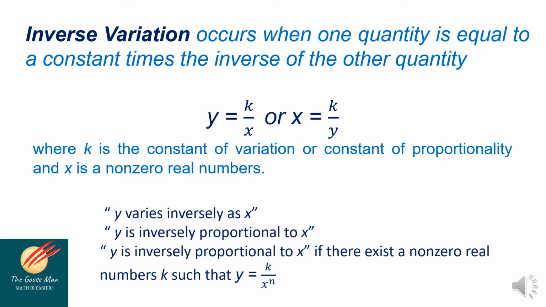So we can have the following translation. y varies inversely as x, or y is inversely proportional to x. We can say also that y is inversely proportional to x if there exists a non-zero real number k such that y is equal to k all over x raised to n.